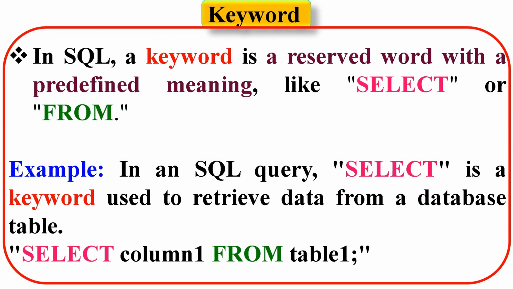In SQL, a keyword is a reserved word with a predefined meaning, like select or from, for example. In an SQL query, select is a keyword used to retrieve data from a database table. Retrieve means to fetch or obtain data or information from a source, such as a database or a storage location. For example, select column 1 from table 1. For example, in a student table we select roll number from student table.